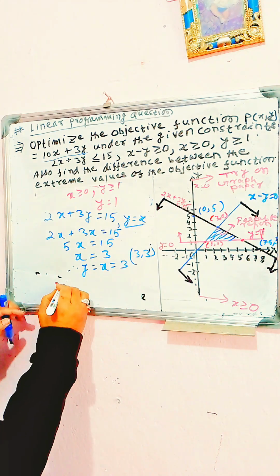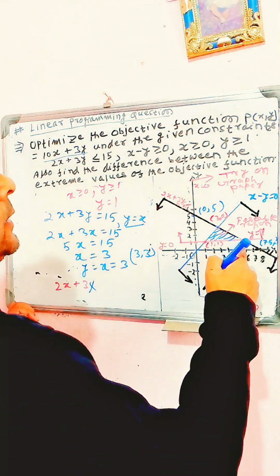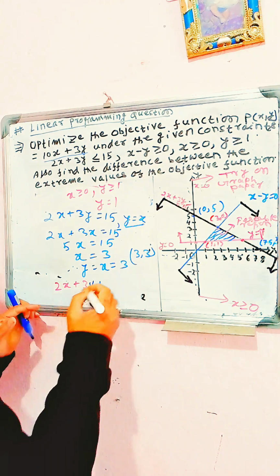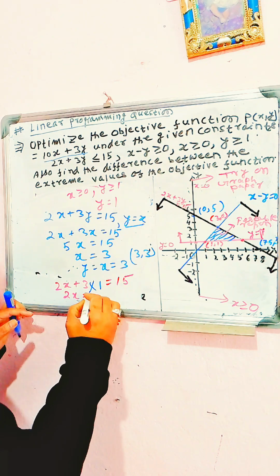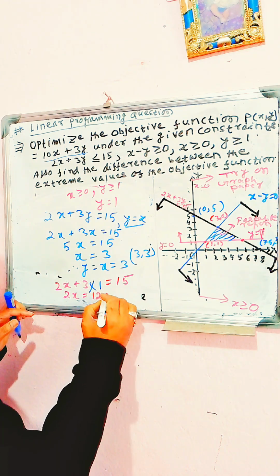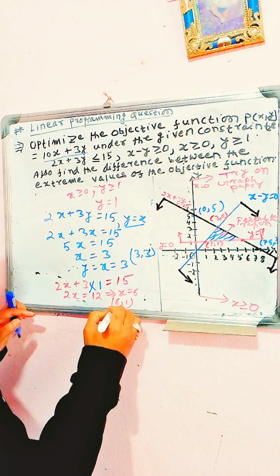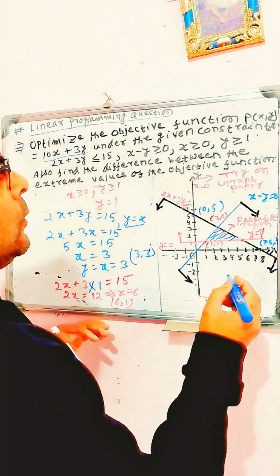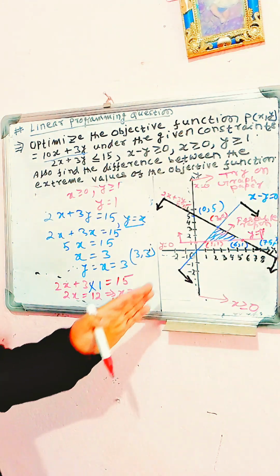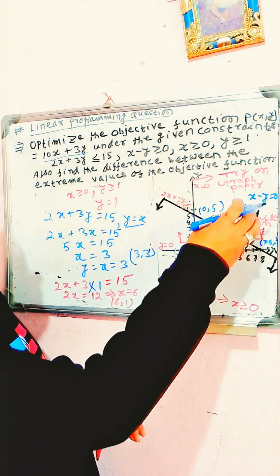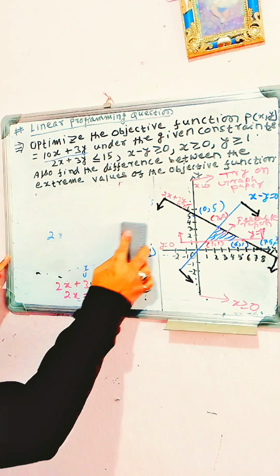So let me check in this line, 2x plus 3. In place of y we have 1, because this is passing through y equal to 1, and that equals 15. So 2x equals 3 minus 15, which is 12. That means x equals 6. So by calculation also that point is actually 6, 1. So we have all the points available for this feasible region, and hence we can now optimize the situation.